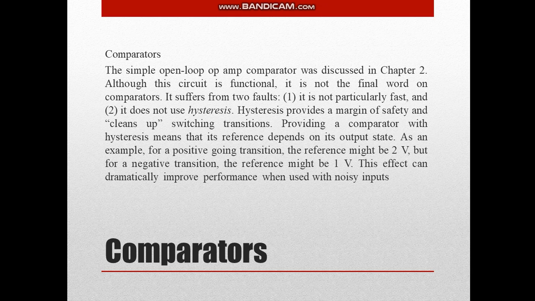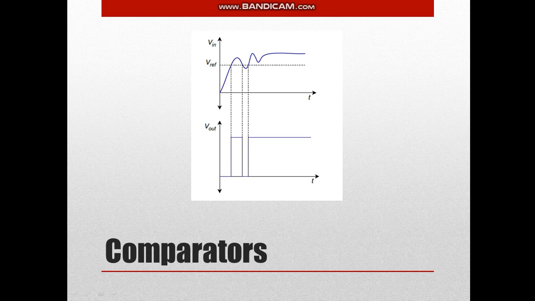Providing a comparator with hysteresis means that its reference depends on the output state. As an example, for a positive going transition, the reference might be 2 volts, but for a negative transition, the reference might be 1 volt. This effect can be used dramatically to improve the performance.